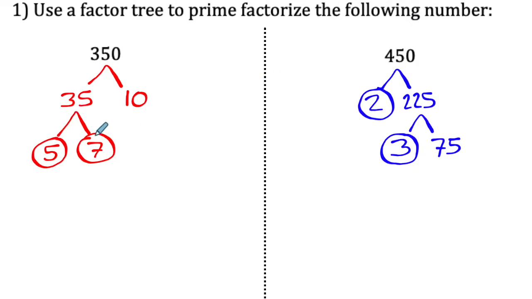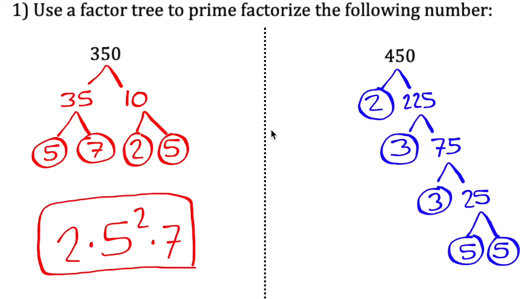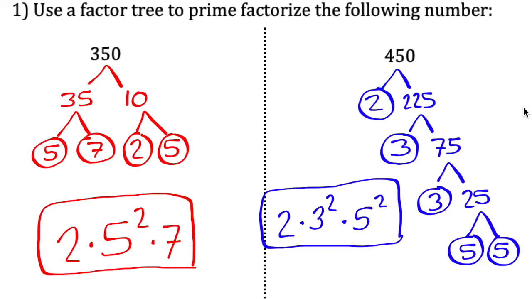Regardless of which way that I choose to do it, you'll notice that slowly we get to a point where every single outside number is circled, meaning every single outside number is a prime number. The answer to the 350 would be this, 2 times 5 squared times 7. The answer to the 450 would be this one, 2 times 3 squared times 5 squared. Hopefully, everything that you're seeing right now is a little bit of a review from the last video that I made. In order to find GCF and LCM, we are going to use these 2 answers. So let me show you how that looks.